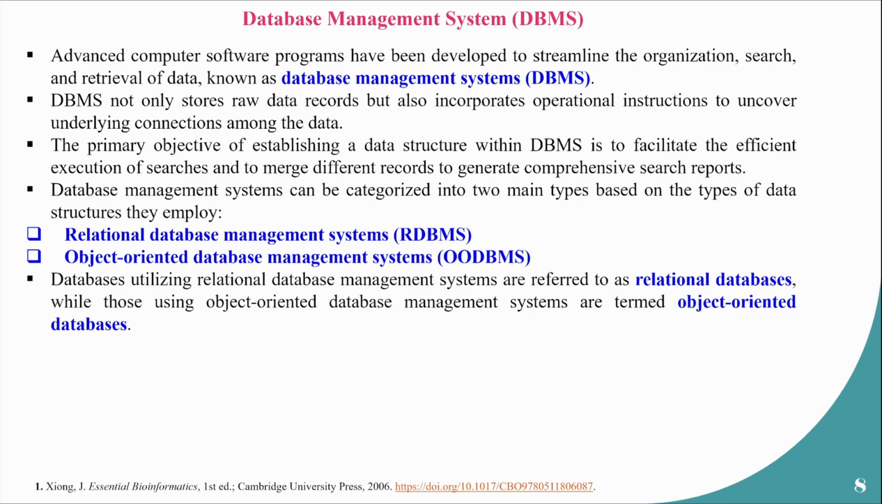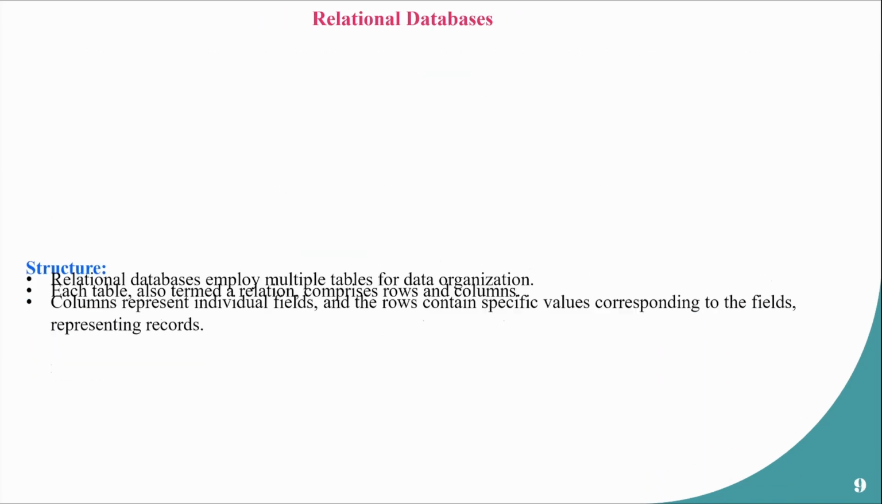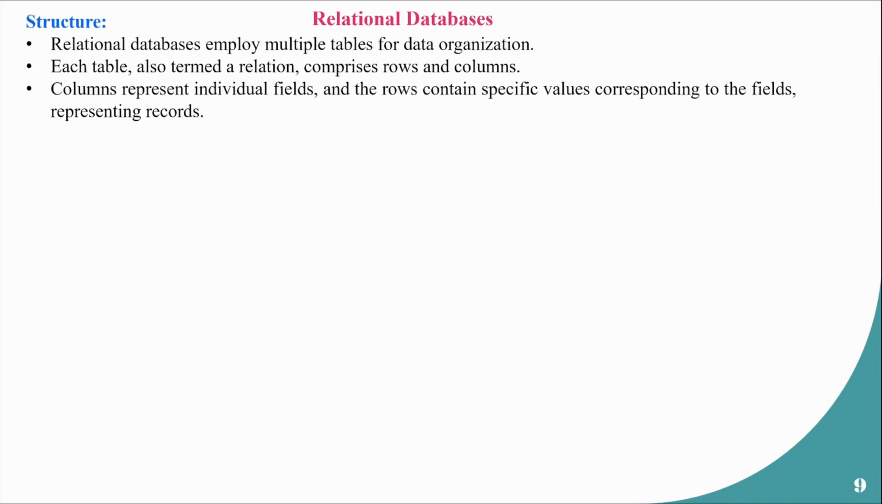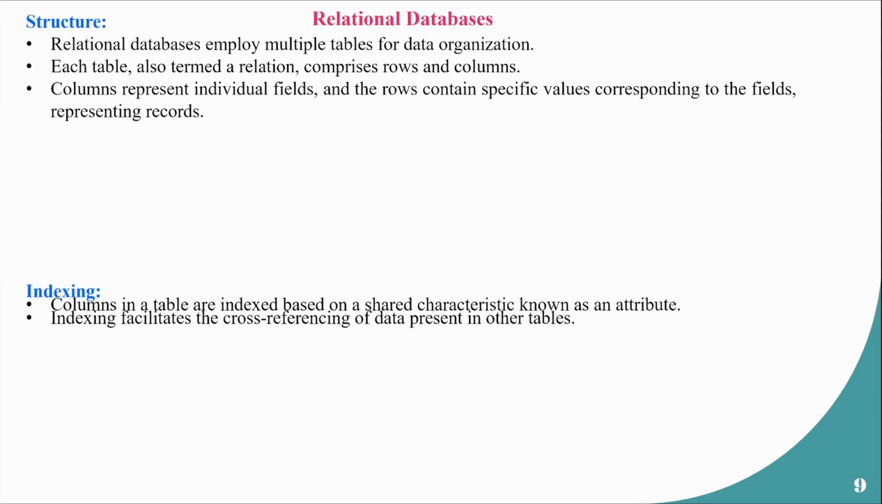If you remember the earlier lectures, relational databases are basically databases where different tables are linked together by common attributes, right? It's basically employing multiple tables for data organization. Here, each table is also termed a relation. They have rows and columns. The columns indicate particular fields, and the rows contain the specific values of that field, right? And these are basically the records in the database.